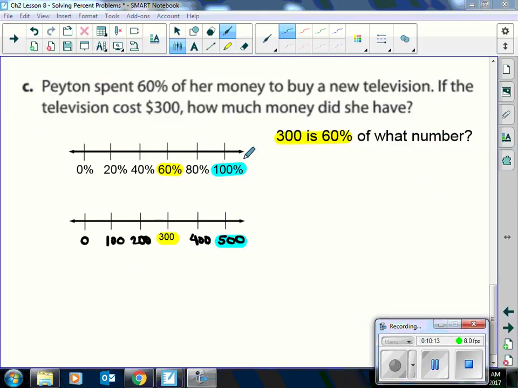So here, the 100% lines up with 500. So 300 is 60% of 500. Very good.